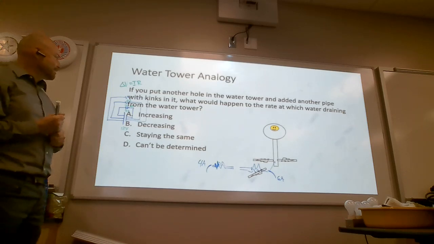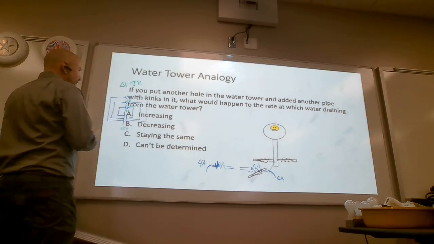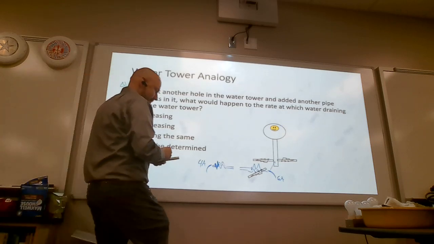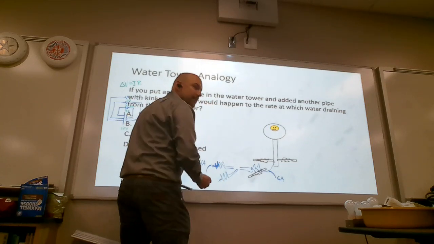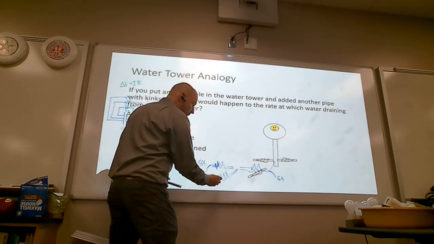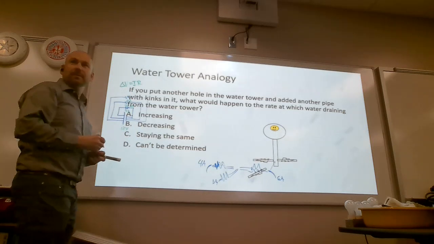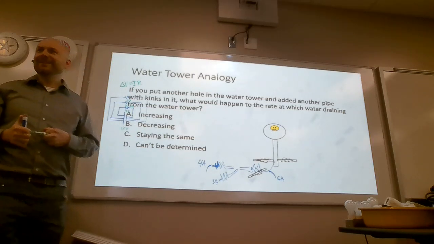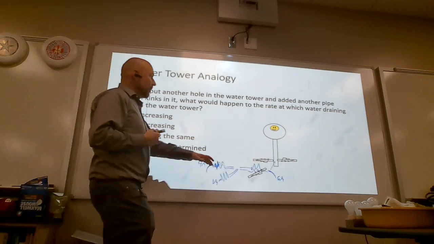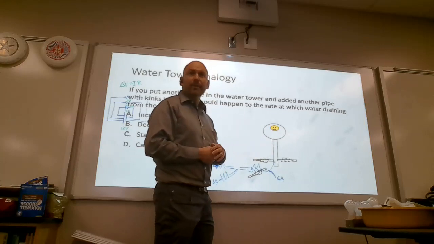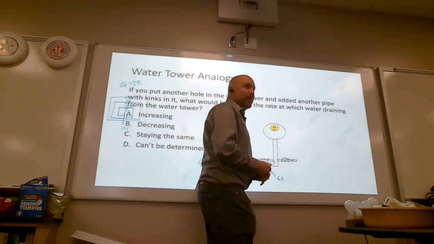Alphabet soup. So if I had another branch, this is gonna be something. We'll say it's 1 amp. The total current now is 11. Oh, so it's B? Correct answer is A. Increases. We added another branch. There's more current coming out of the battery. Does that make sense? We're draining a water tower faster. There's another hole in our water tower.